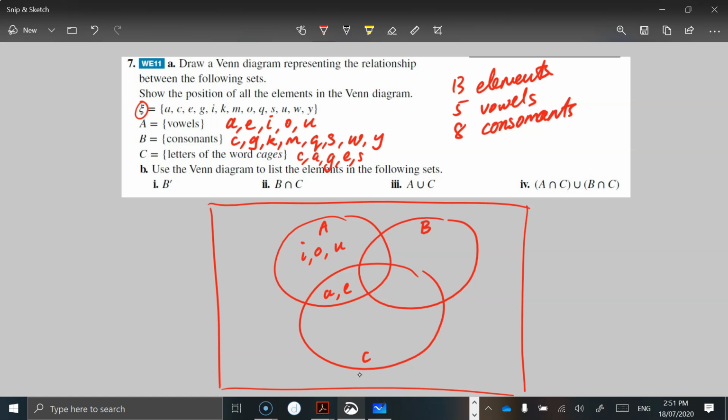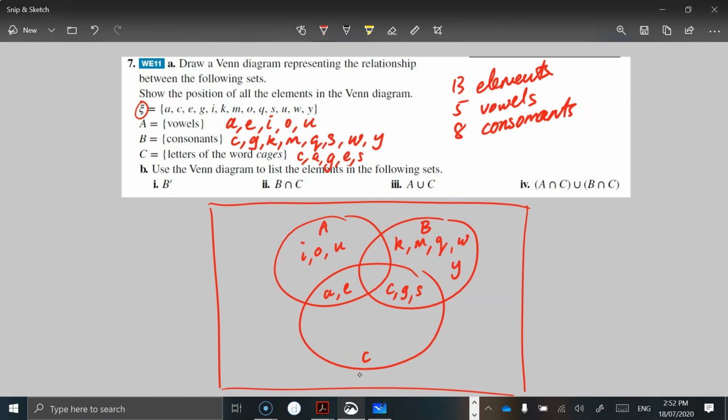Okay, so now what we have in common between B and C is the consonant C, the consonant G, and the consonant S. So we've got C, G, S. We can put those in there. There is nothing that only belongs to C and nobody else. Like, that's it. So there's nothing for C. There's only something for A, something in common between A and C, something in common between B and C, and then obviously the other letters belong to B alone. So that's K, M, Q, W, and Y.